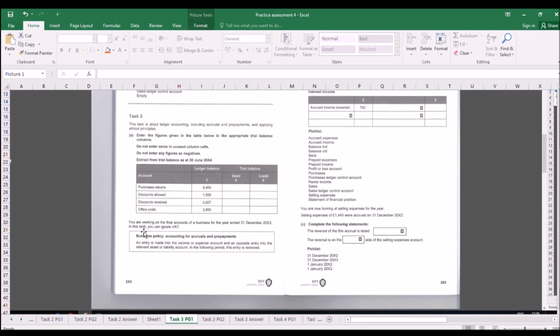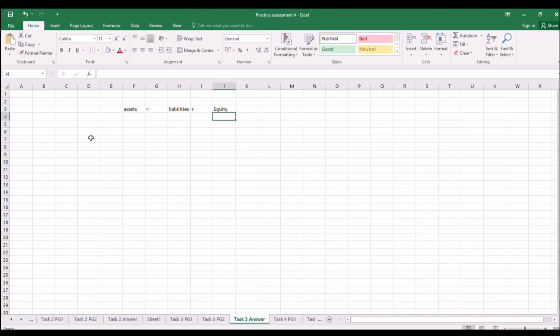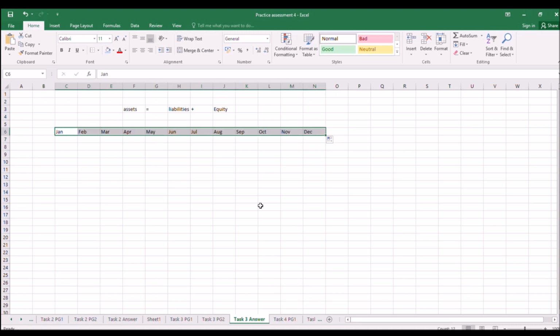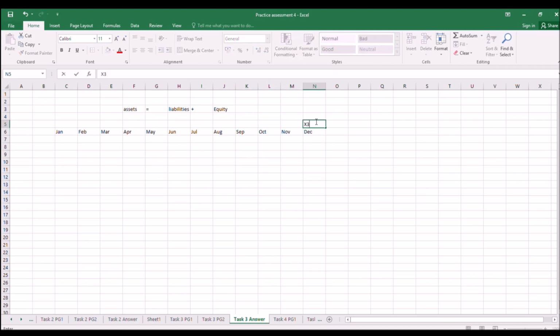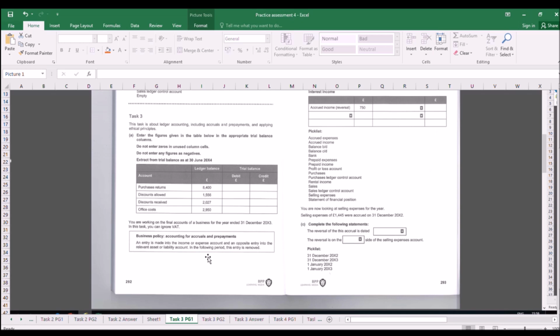but that's also the explanation about how it would be done. Right, you are working on final accounts for business for 31st December 2003. Right, so remember it sort of mentions some accruals and prepayments, so we're going to put our timeline in straight away here. January, and all the way through until December, like that. X3. Right, let's get our timelines in here.